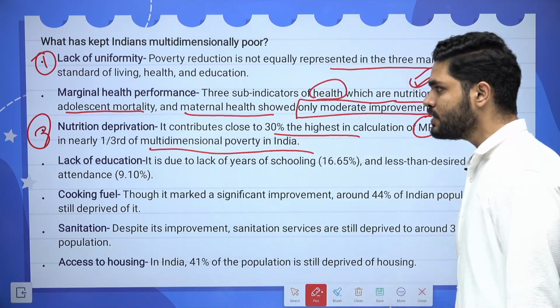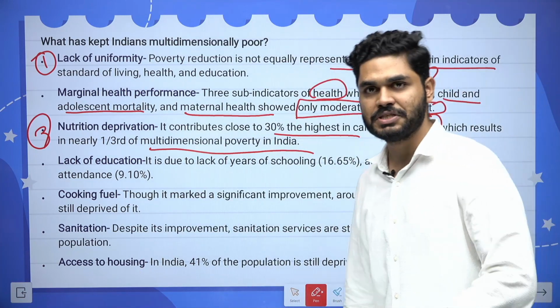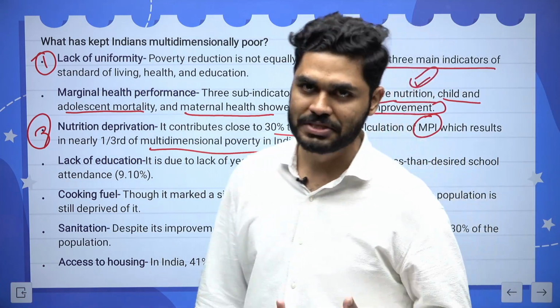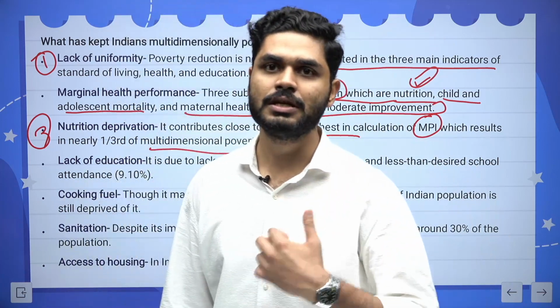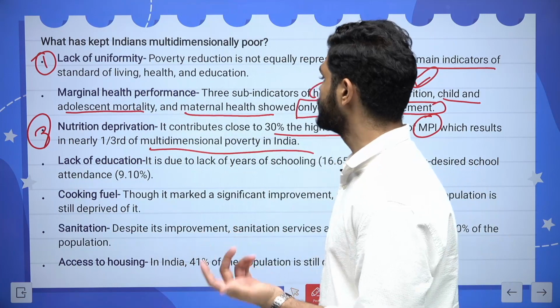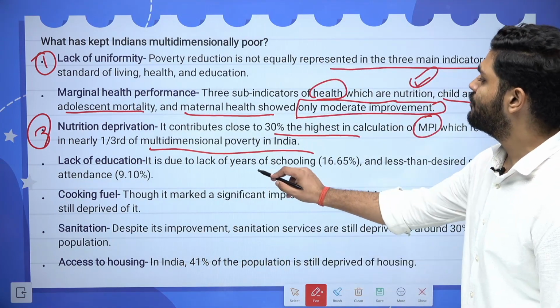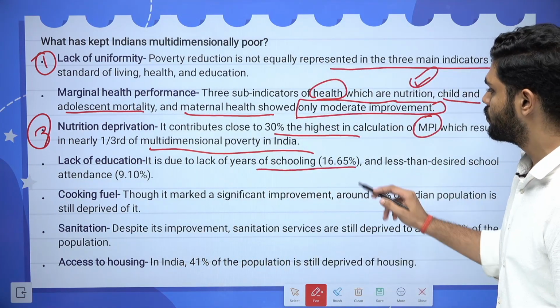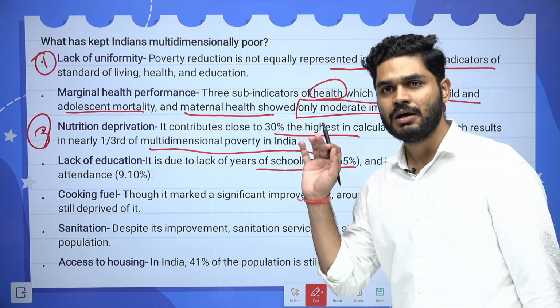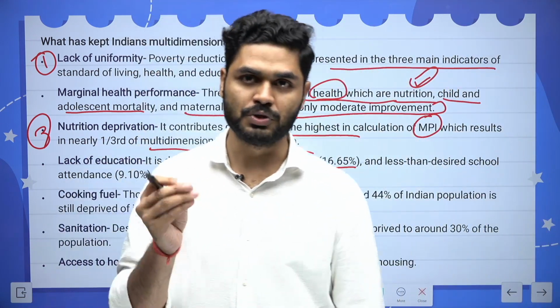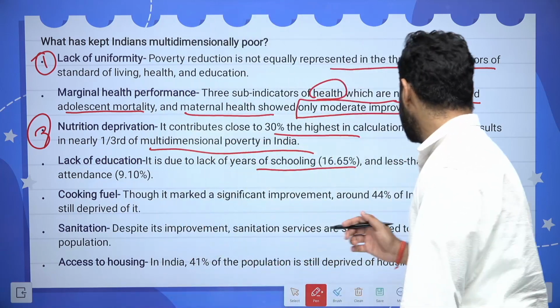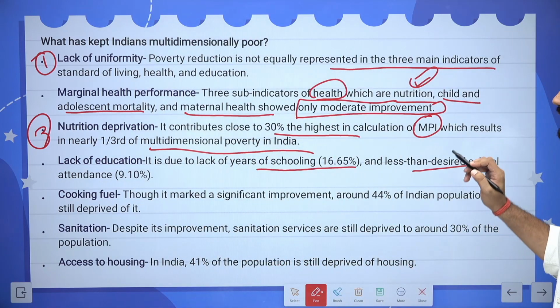Okay. Now the lack of education, as we discussed, is one of the basic amenities required to keep people out of this multidimensionally poor loop. So it is due to the lack of years of schooling. Almost 16.65% of people in India are lacking the required years of schooling, and there is less than desired school attendance.